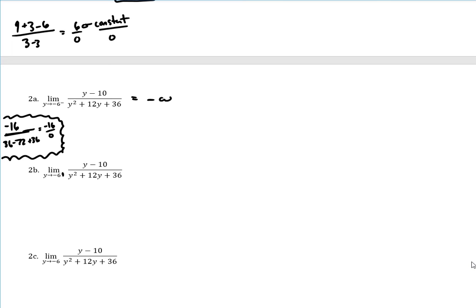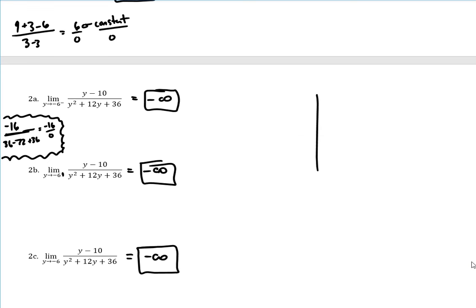So from the left, -infinity. From the right, -infinity. Since these two are the same, our answer for this one is also -infinity. Okay, so there was our -6. X equals -6 is the vertical asymptote. Okay, so vertical asymptotes are always x equals a number. X equals a number is a vertical asymptote.